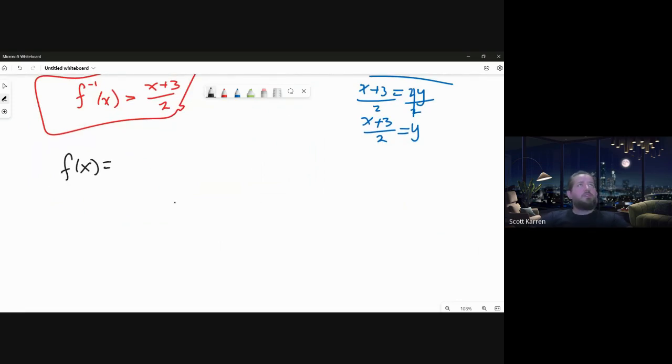We'll do the same for this equation. F of x, let's say, is x to the third plus 7. So again, the first thing that I'll do here is f of x. I'm going to rename this. We'll replace it with y.